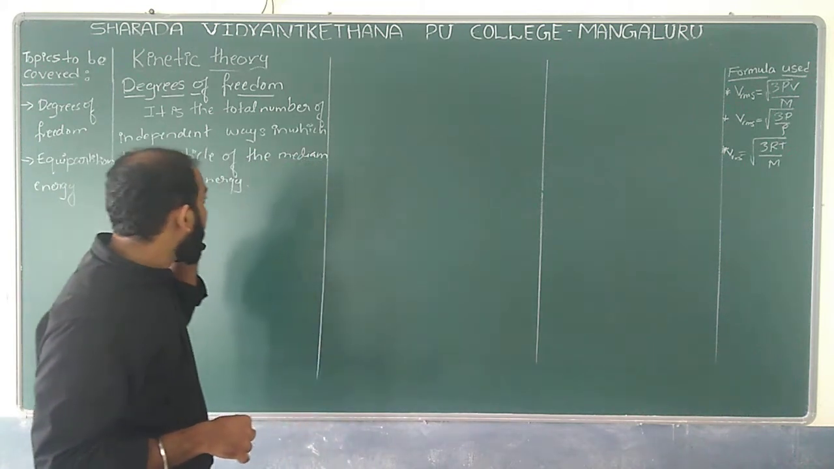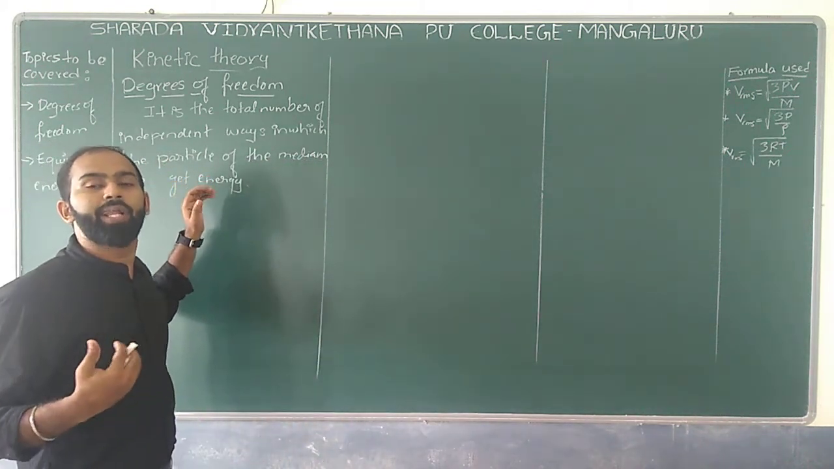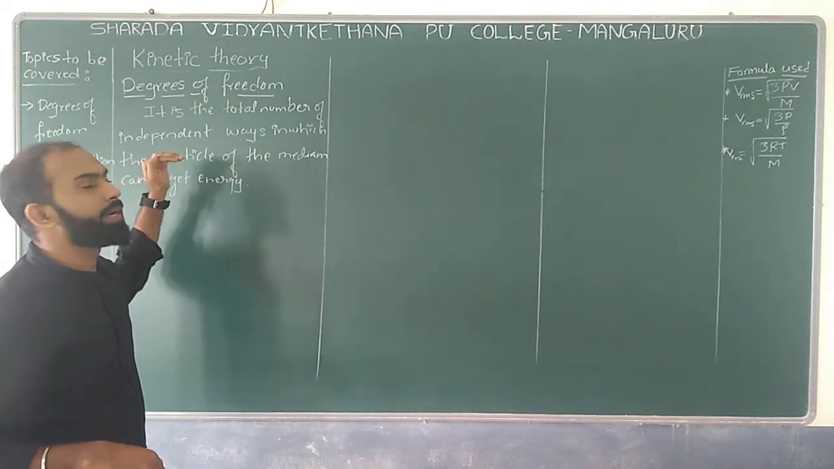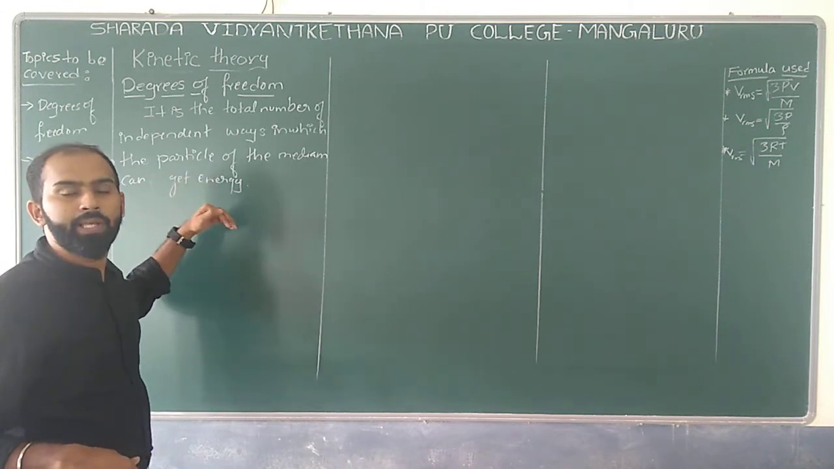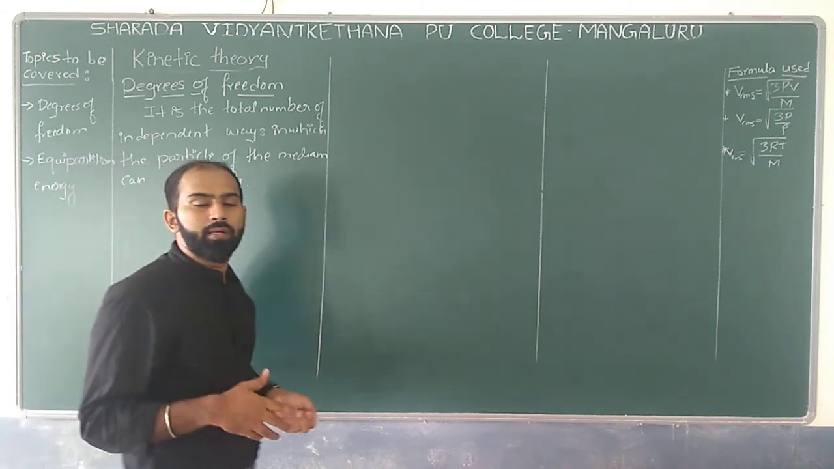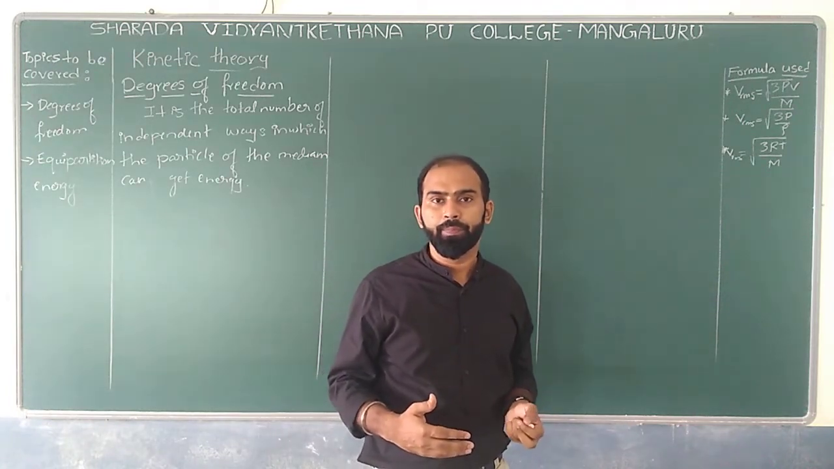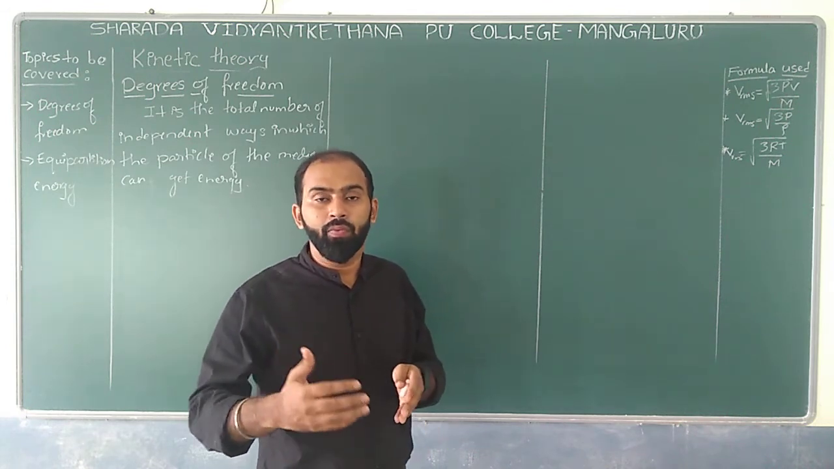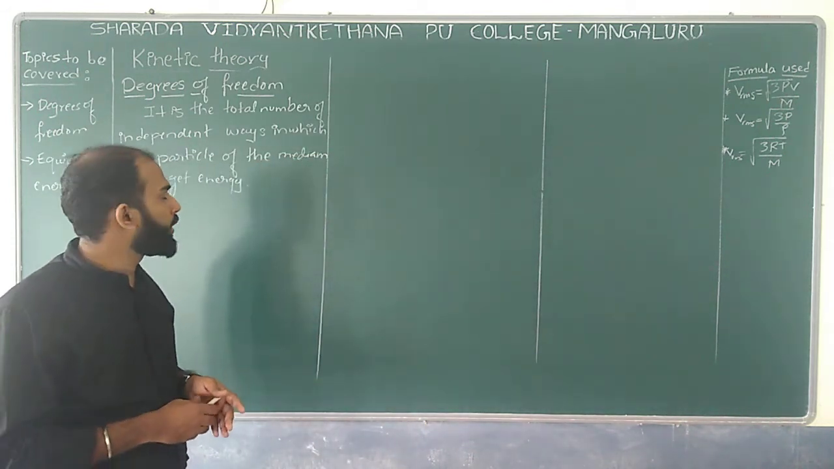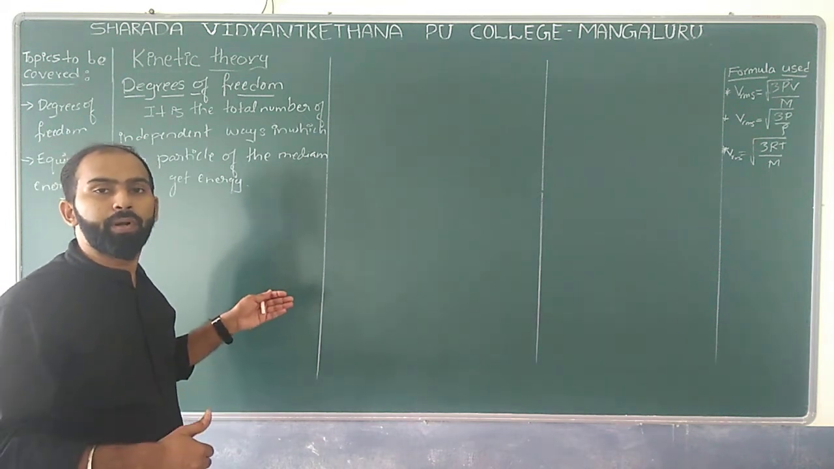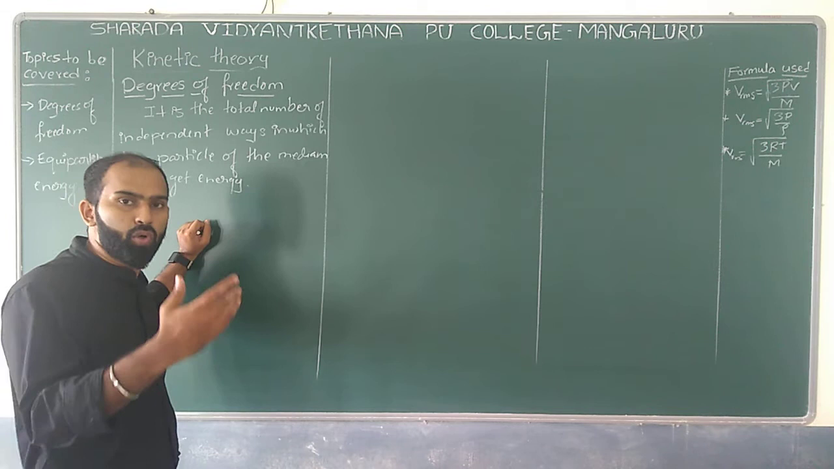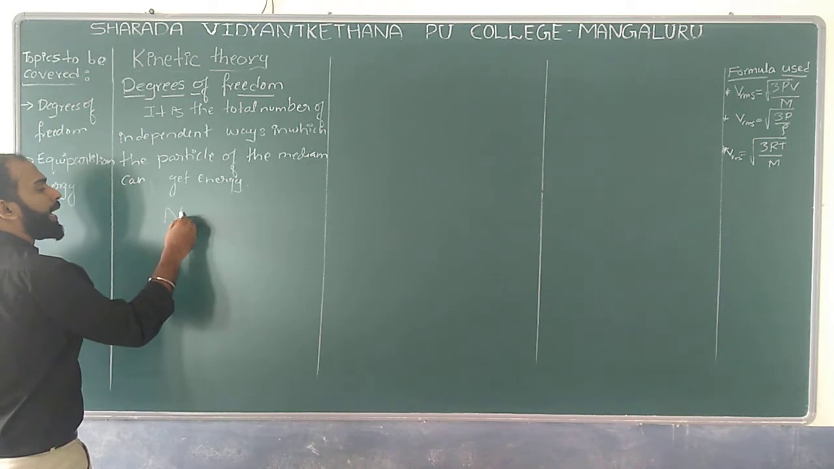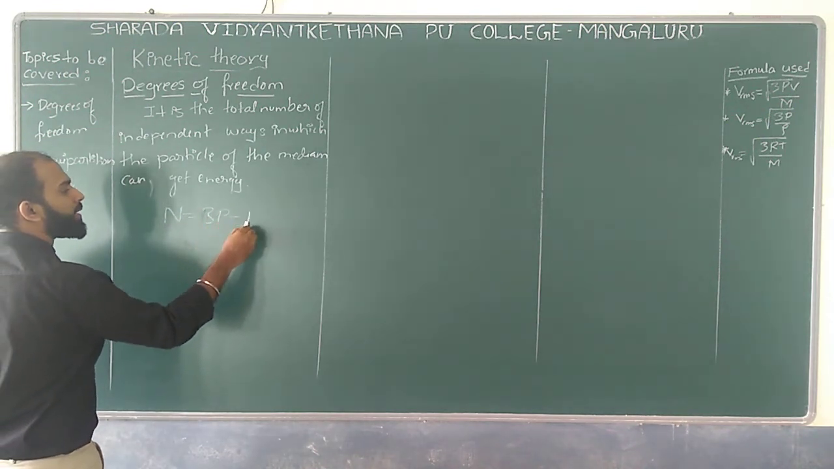Similarly, degrees of freedom is the total number of independent ways in which a particle of the medium can gain energy. So there are different ways we can expect to get energy, with respect to various methods. To get energy from these different sources, we have a general formula, that is n equals 3p minus r.